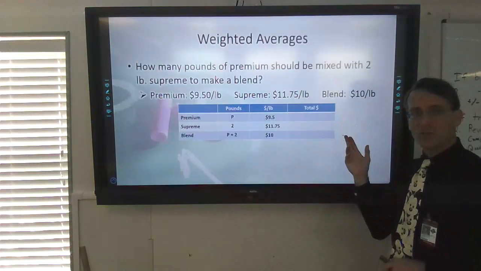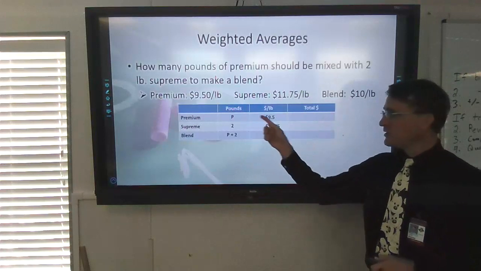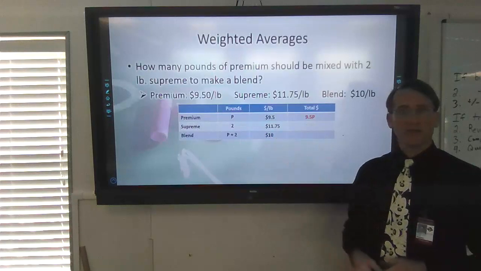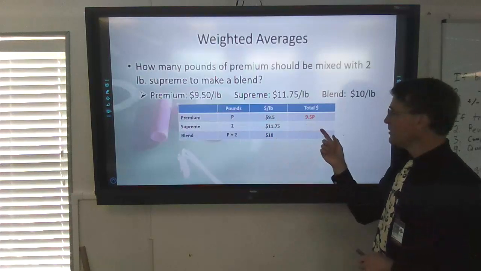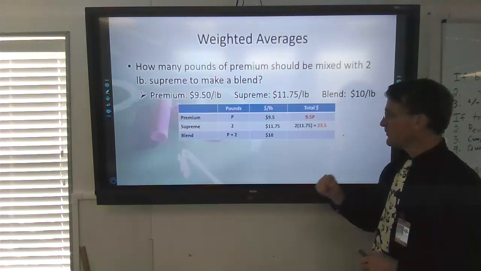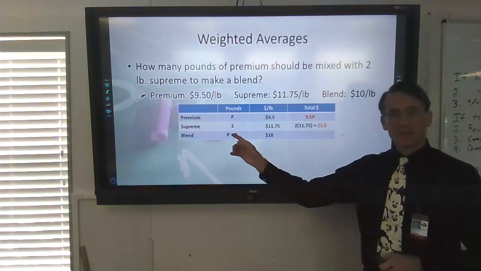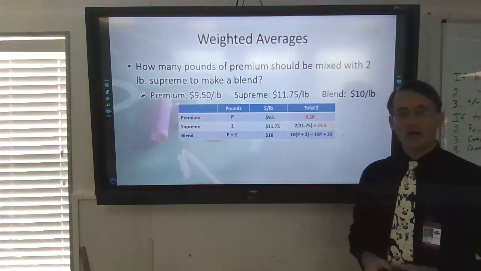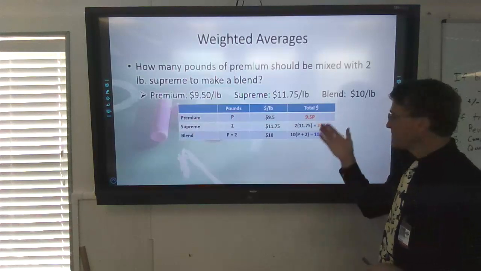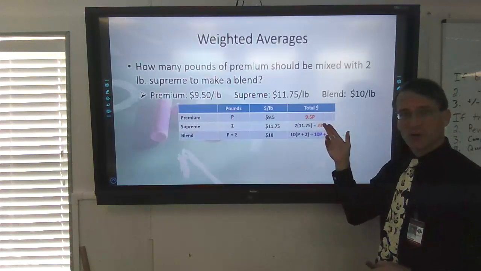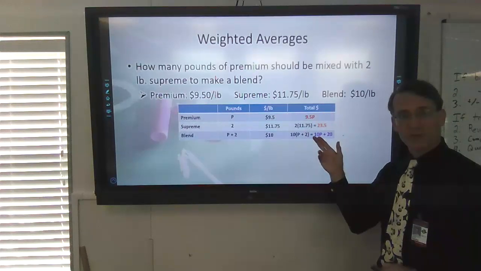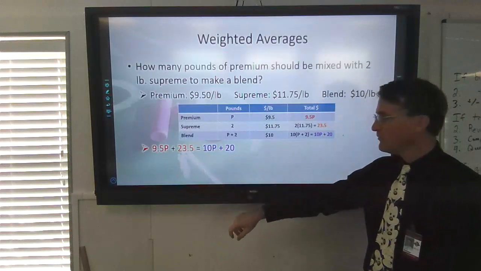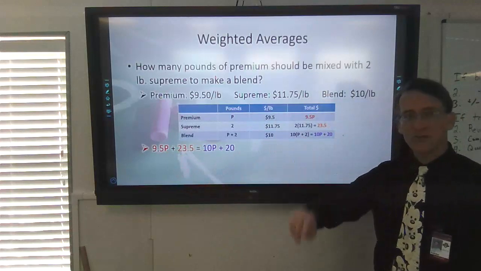Now for this final column over here, my total price is going to be P times 9.5. My total price here is going to be 2 times the 11.75, which is going to give me 23.50. And my blend is going to be 10 times my P plus 2, which gives me 10p plus 20 when I distribute that. If I take this last column and add these first 2 rows, I should be equal to my third row. So I take the 9.5p plus the 23.5 equals 10p plus 20.